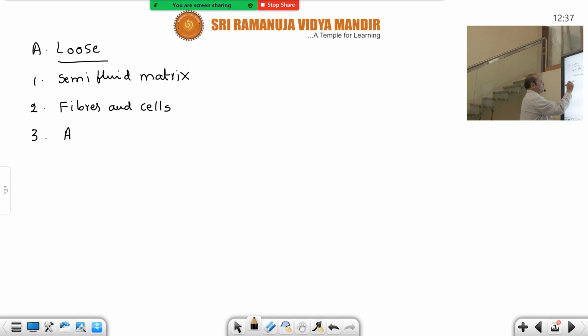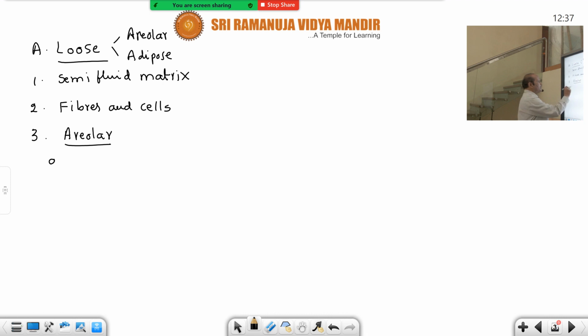Best example, areolar connective tissue. First loose connective tissue is areolar connective tissue. Only 2 types of loose connective tissues are given, areolar and the adipose tissue. These 2 only are given. But we have reticular connective tissue also in the IP book. Of course not necessary. Simply remember loose connective tissue is of 2 types, areolar and adipose tissues.